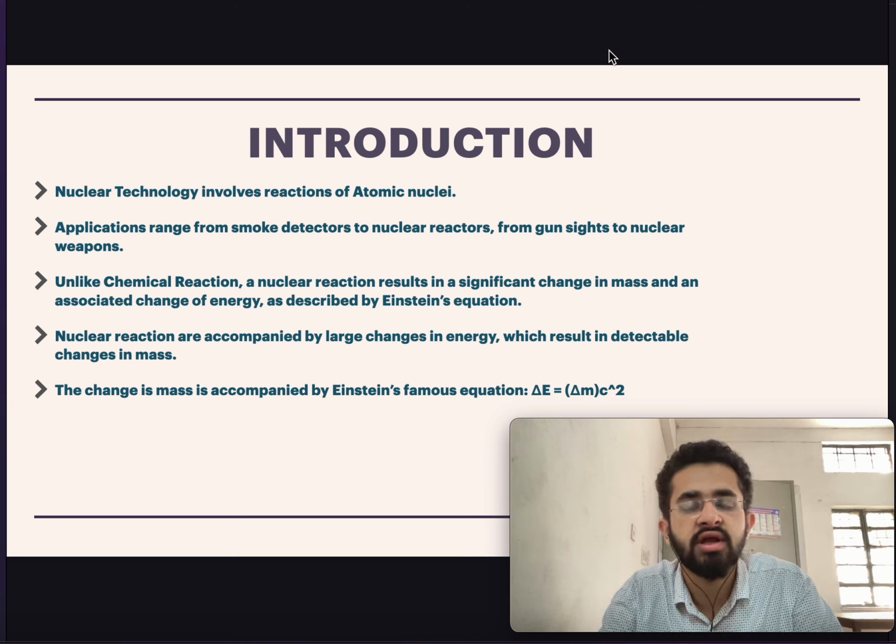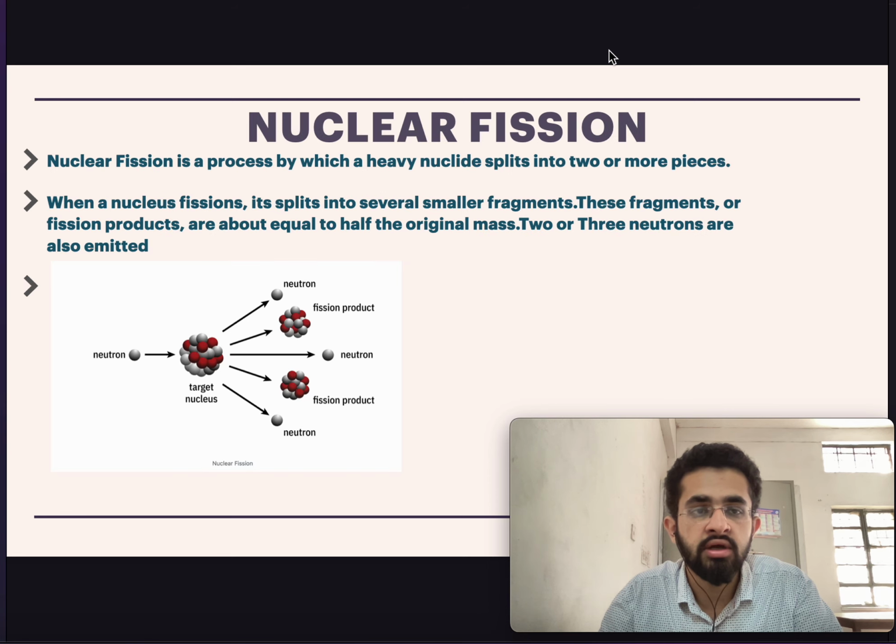Unlike chemical reaction, a nuclear reaction results in a significant change in mass and an associated change of energy, as described by Einstein's equation. Nuclear fissions are accompanied by large changes in energy, which result in detectable change in mass. The change in mass is accompanied by Einstein's famous equation E equals mc squared.